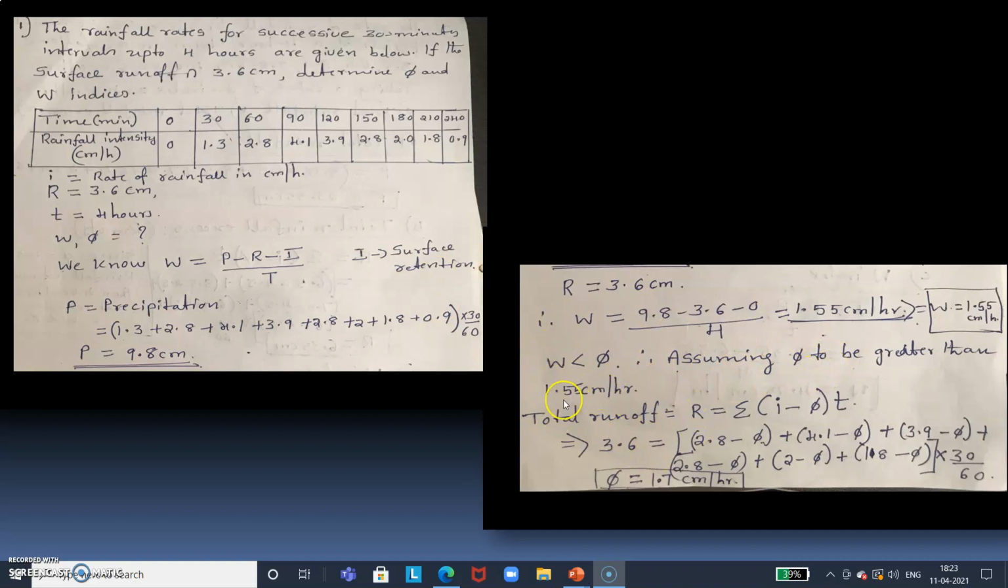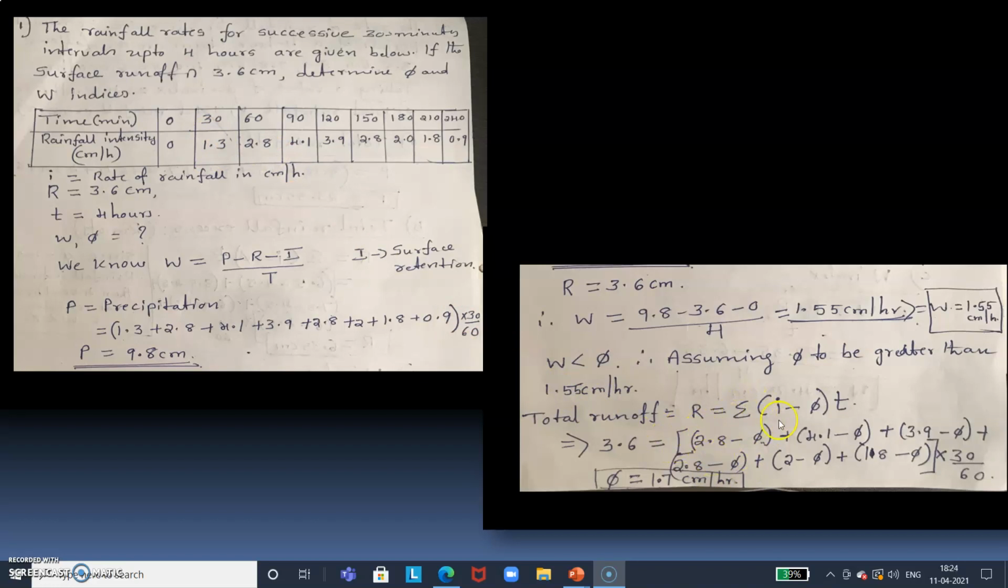So now W is 1.55. Whatever I value is less than 1.55 should not be considered, only values greater than 1.55 should be considered. So now the first one is 1.3. It is less than 1.55, so we cannot consider that. Here this is the summation.